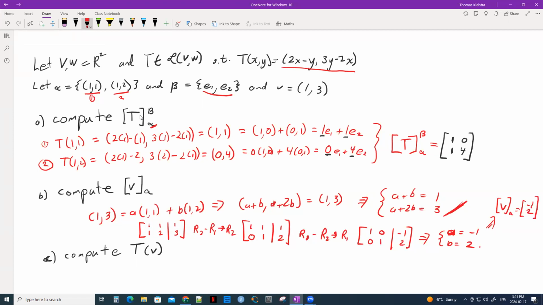Remember, the order matters. The order of alpha is (1, 1), then (1, 2). That's why A came first, then B. That's why the coefficient that comes first gets multiplied by the first vector in alpha, and the second coefficient is multiplied by the second vector.